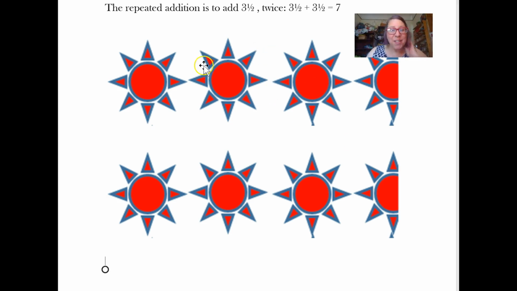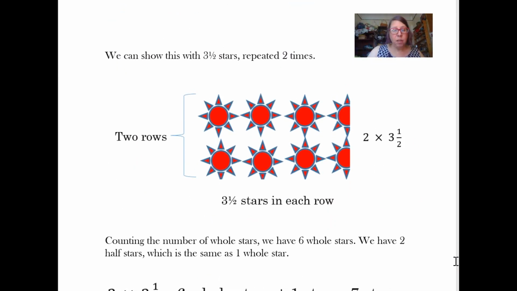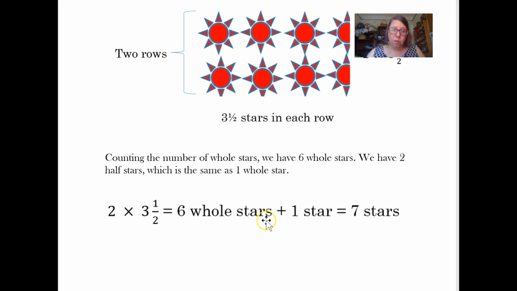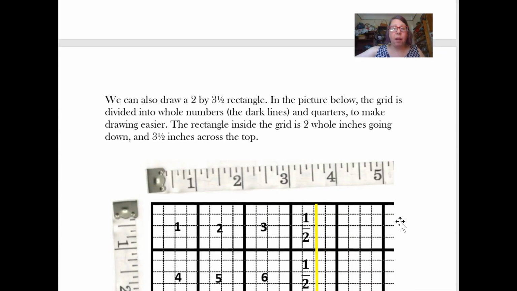There we go. Sorry. So we have 1, 2, 3, 4, 5, 6 whole stars. And then if you take half a star plus half a star, that's one more star. So what we've got is 2 rows, 3.5 stars in each row, and we have 6 whole stars plus 1 star, 7 stars. So that's your object modeling. Now let's talk about how we can model this using area.